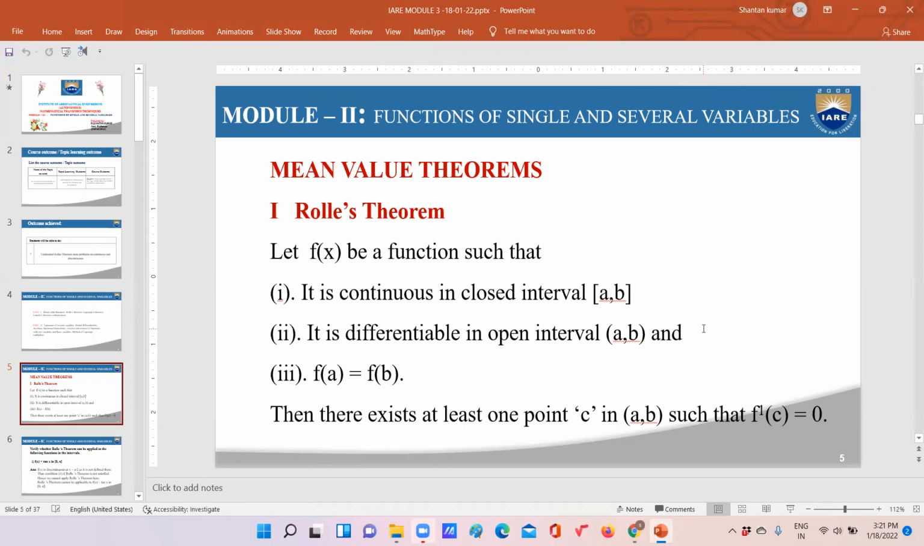Closed interval, for example 2, 3, means including 2 and 3 and also everything inside 2, 3, which is what we require. And the open interval, for example 2, 3, is not including 2 and 3. Only inside of 2, 3 is applicable. And the third condition is f of a is equal to f of b.